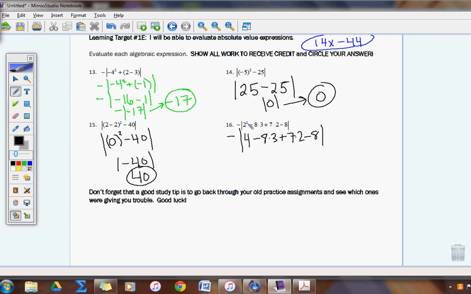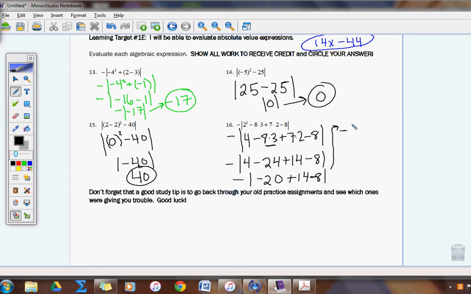Now that I took care of the exponent, I go to multiplication and division. There is some of that. So left to right, here we go. Leave 4 minus. 8 times 3 is 24. Leave the plus sign, not touching it. Oh, multiplication. So I'm going to make that a 14. And then minus 8. Now all we have is addition and subtraction. So left to right. So now I have 4 minus 24. I believe that's negative 20. Plus 14 minus 8.